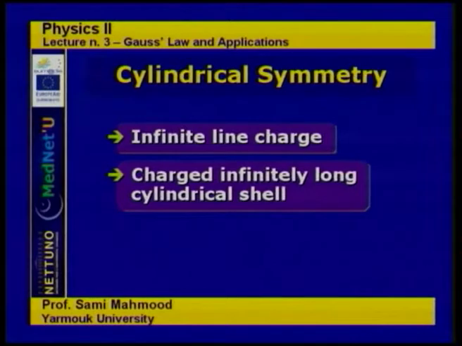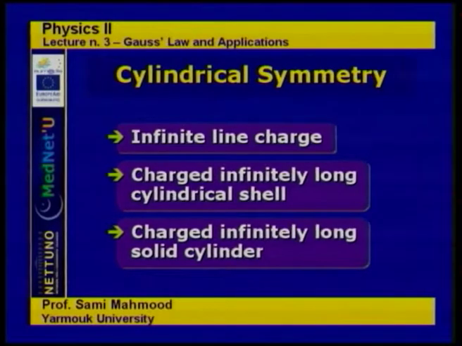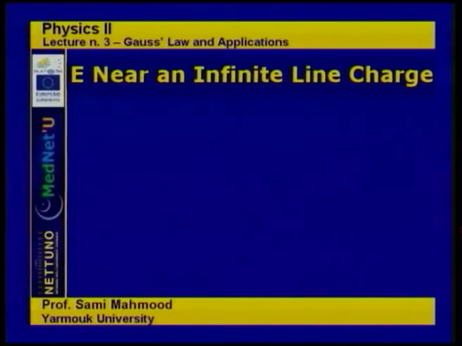An infinitely long cylindrical shell that is charged also has cylindrical symmetry. It looks cylindrical, like the cylindrical surface. And also, an infinitely long solid cylinder that is charged has cylindrical symmetry. So we can apply Gauss law beautifully to these three problems. As an example, let's take the problem of evaluating the electric field near an infinite line charge.